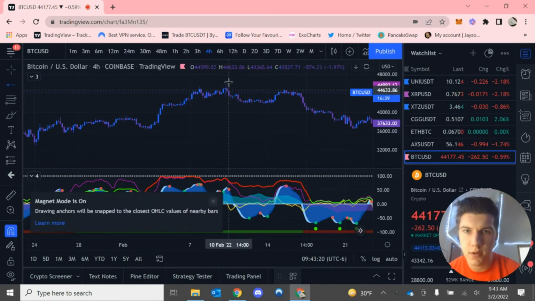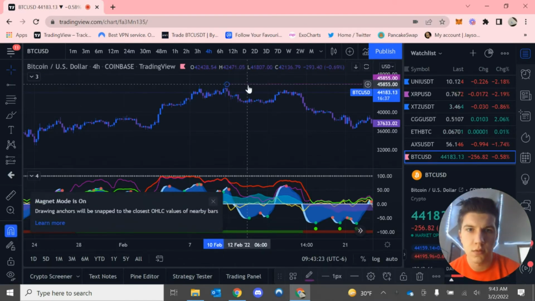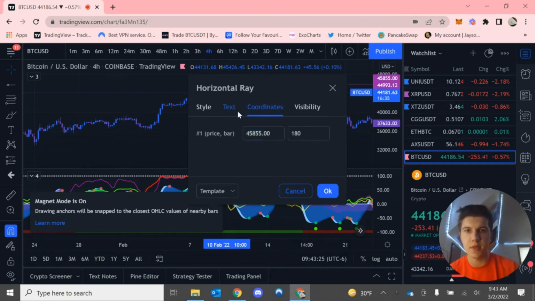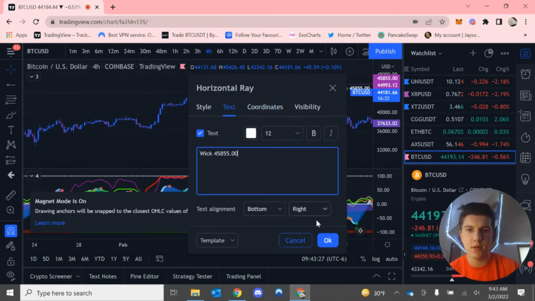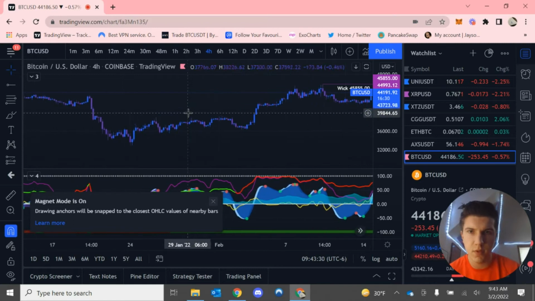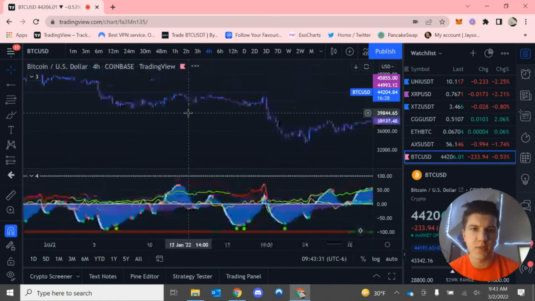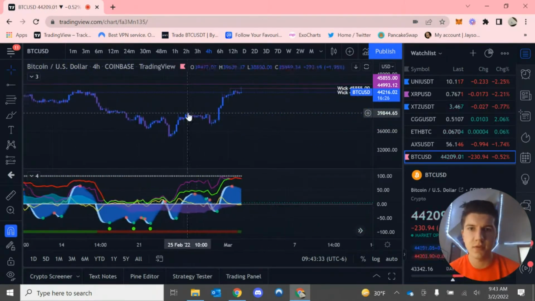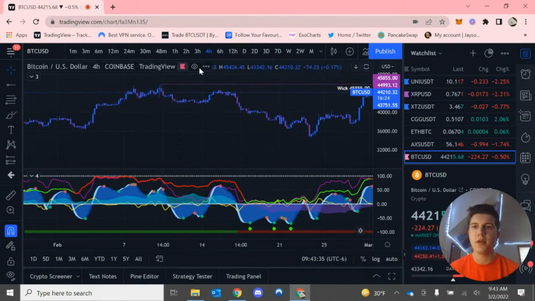So we're going to do that. Again, I like to name it wick and then draw out the coordinates for it. That is something to look for when trading.